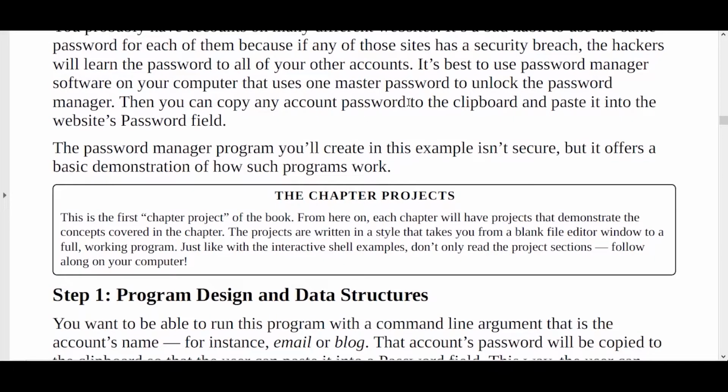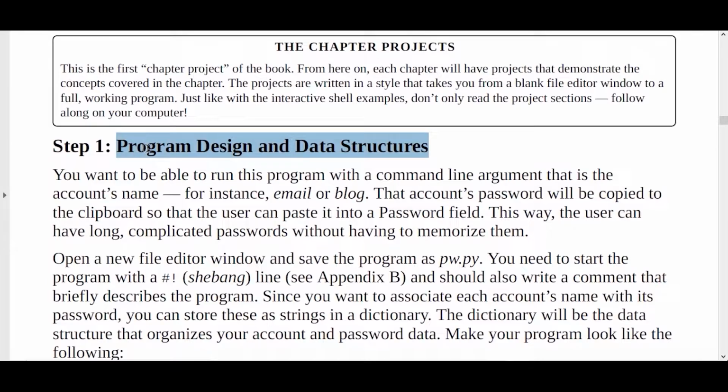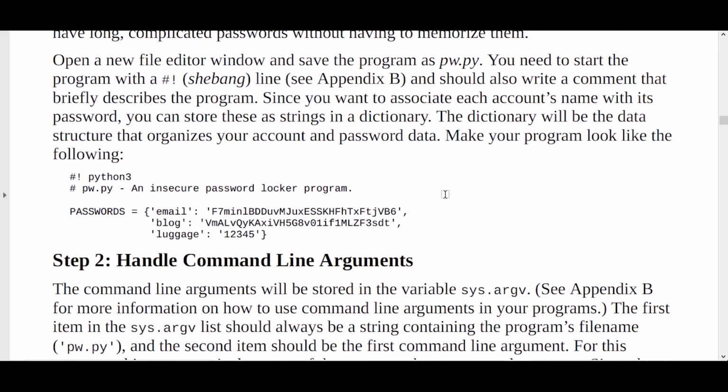I will tell you the steps in this. First step is to design and program the data structures. First of all, we need to have a dictionary called passwords where you are saving the key values. The key values here will be like this: email, and this is maybe the password; blog, and this may be the password; and maybe this is some other information, luggage, where this is the password 12345. In this way, you can tell the passwords variable what you want to save as the keys and the values. Here I have saved email and this password, blog and this password, and then luggage and this password.